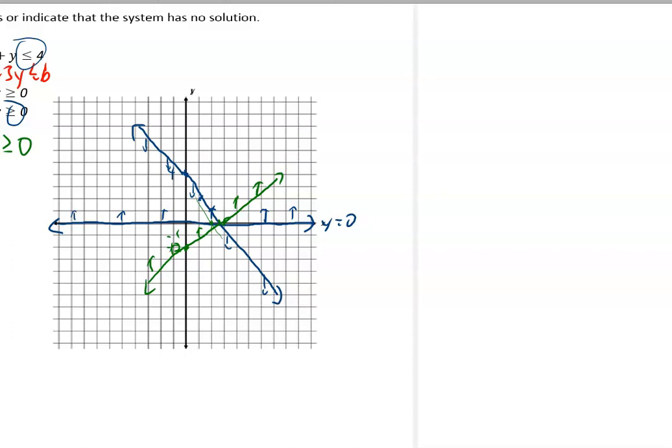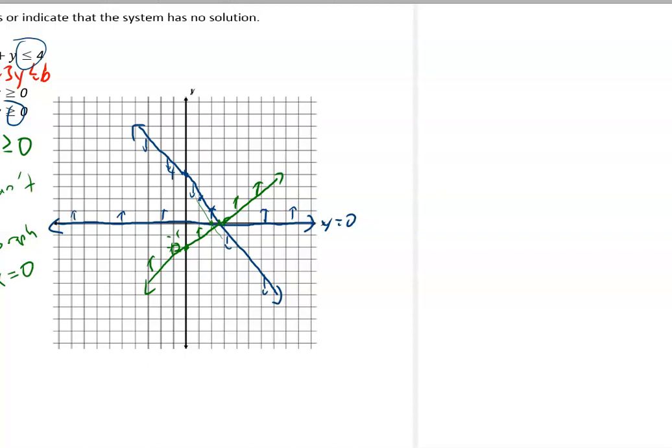x is greater than 0. Step 1, we can't solve for y. And this time we can't solve for y because there is no y to solve for. So we skip that step. We graph it as an equation. We're going to graph x equals 0. Now x equals 0 is a vertical line.